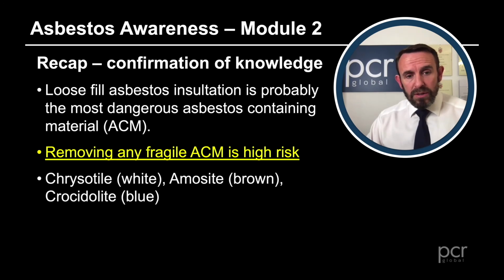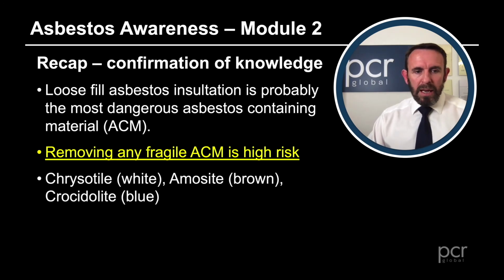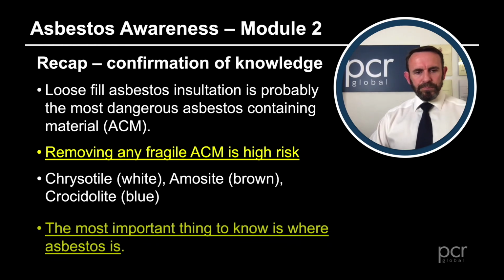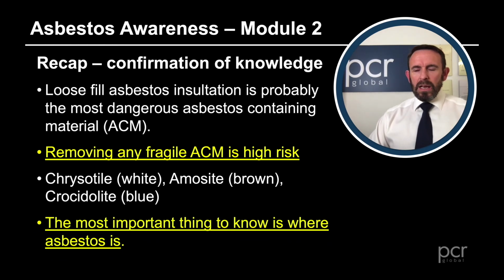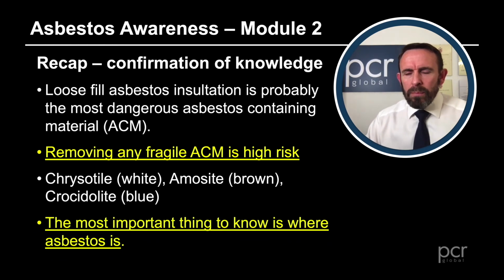We looked at chrysotile, white, amosite, brown, and crocidolite, blue. And I also mentioned that one of the most important things to know is where exactly the asbestos is in the building. It's one thing to know the colour of it. Are you really going to take note of the colour of it? But what we really need to know at this level is where it is.